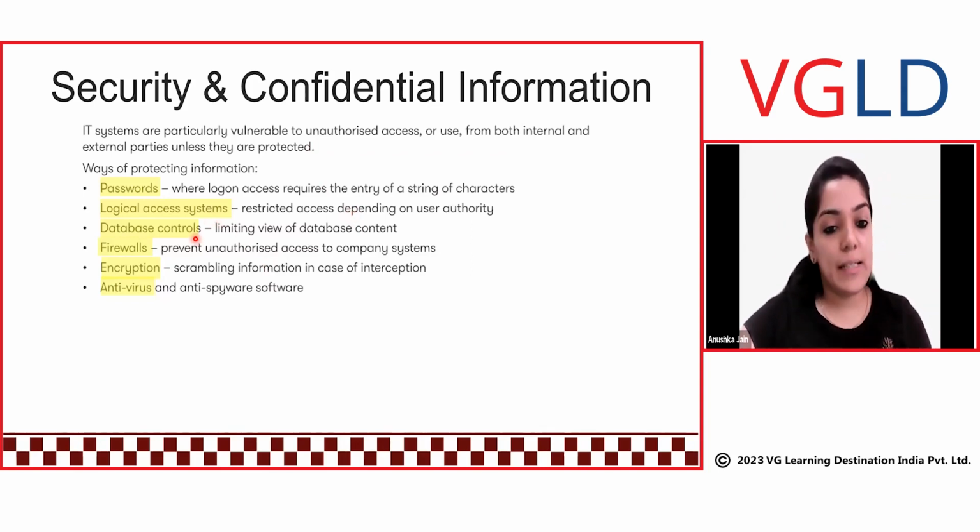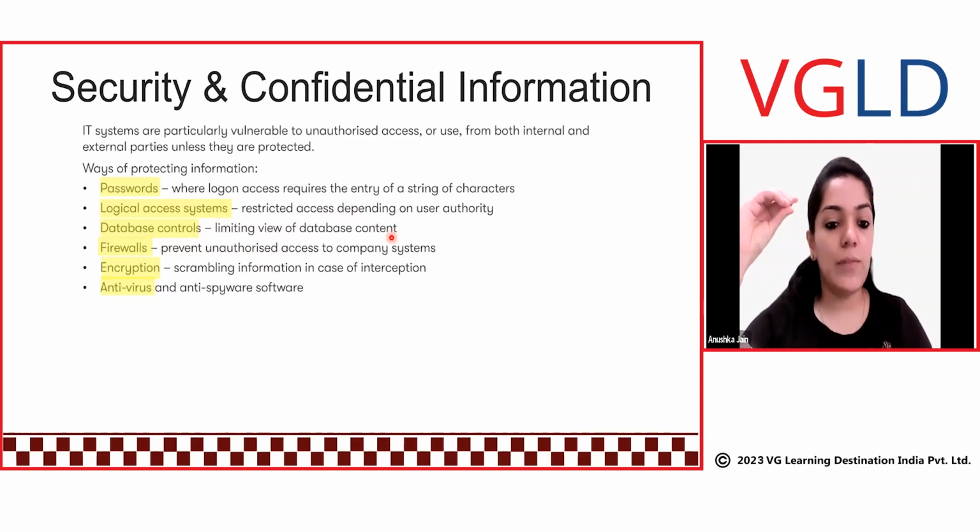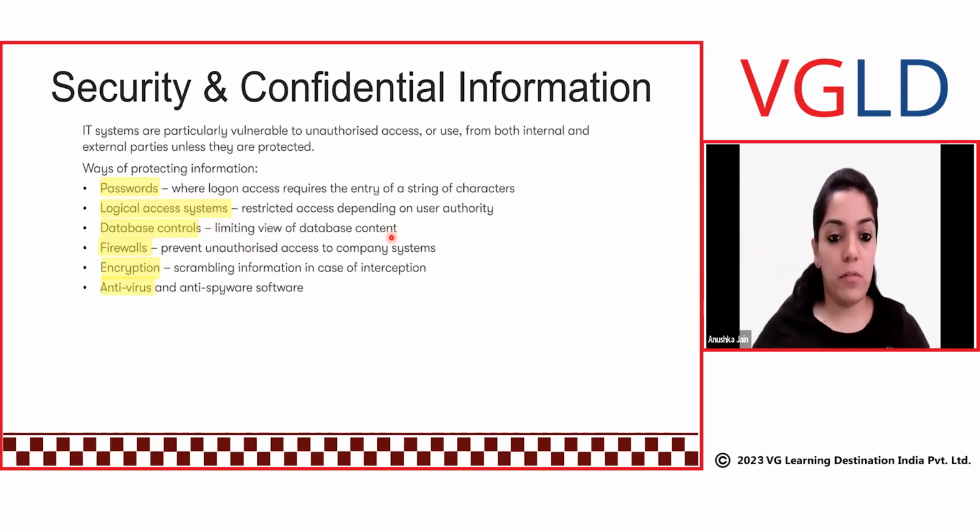Third, database controls, limiting view of database content. Within a team, some things might be relevant only for a few set of people, of managers of a certain grade and above. So you can limit the views. You can put user access control that only this person can access this file. So that database is accessible only to limited people. Firewalls we have already covered in the previous slide. It's like a security guard for the information: if any person external to the company is trying to access it, there will be a firewall protecting that information.